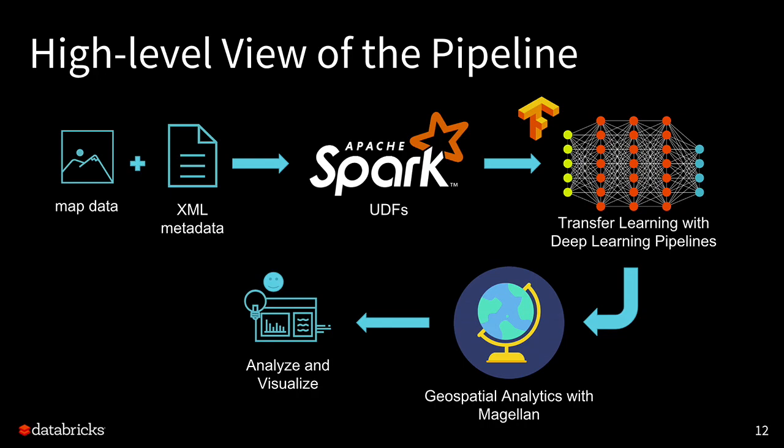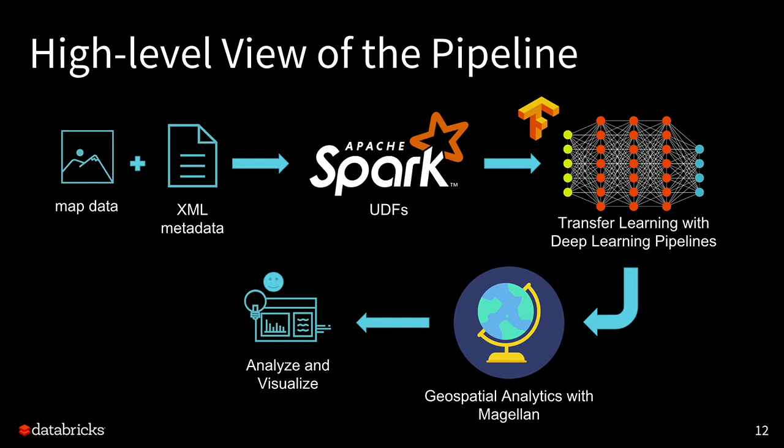So here is a visual representation of our pipeline. We're going to start off with some map data that's courtesy of Ordnance Survey. And it comes along with some XML metadata, which consists of information like coordinates, which we will use in our visualization. And then we're going to ingest that data, pass it into a Spark UDF where we do some transformations, and then pass that transformed data into a deep learning model. And then we're going to put it into Magellan, where we're going to do some geospatial analytics and then visualize and analyze. So this will be what Tim will be demoing later today, and we'll take a closer look at it.